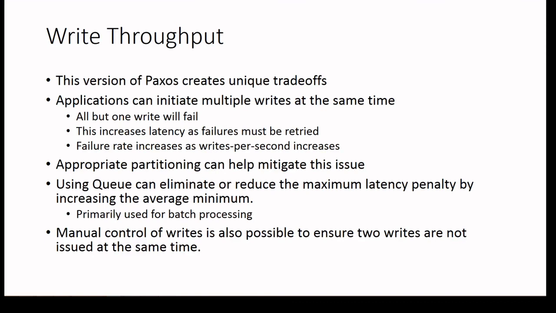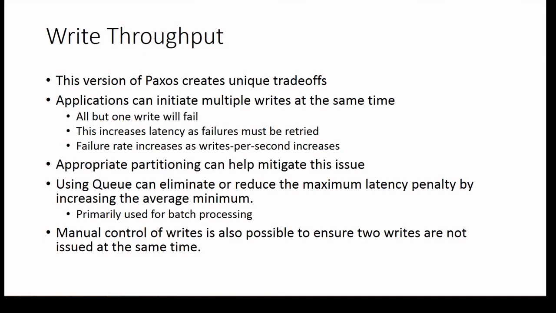conflicts. Another thing you can do is use batches of writes submitted in a queue. Now this reduces your maximum penalty per write, but it does it by increasing your average minimum. Overall, if you're doing a large number of writes at once, this will give you an overall performance increase.